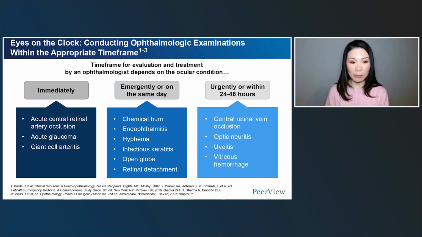I will say that starting on the left, the ones that you want to make sure you refer to immediately, to a different center or an ophthalmologist or retina specialist, include an acute central retinal artery occlusion, for the reasons I mentioned earlier, with the new guidelines pointing to the fact that these patients need to go straight to the nearest stroke center.